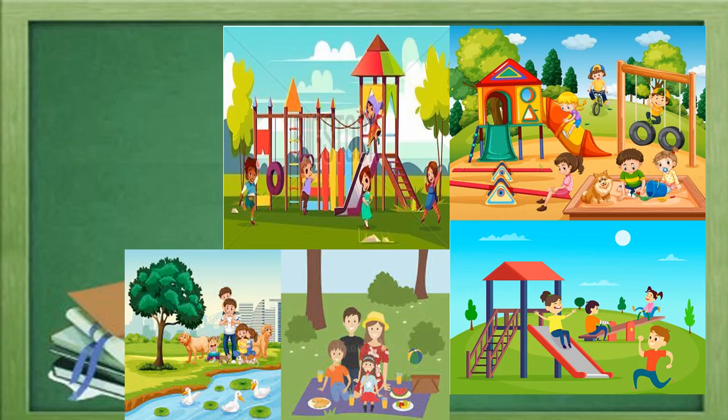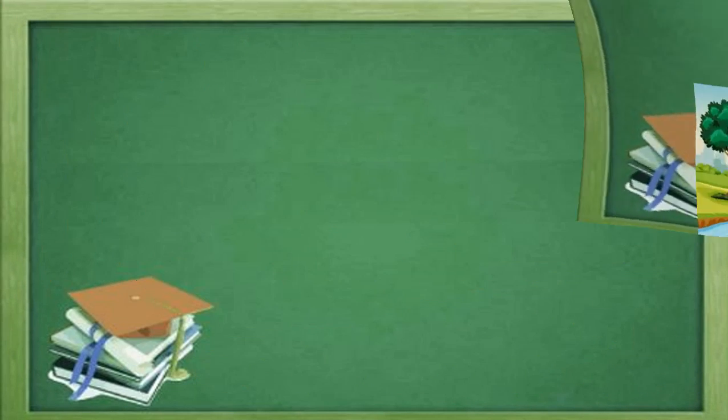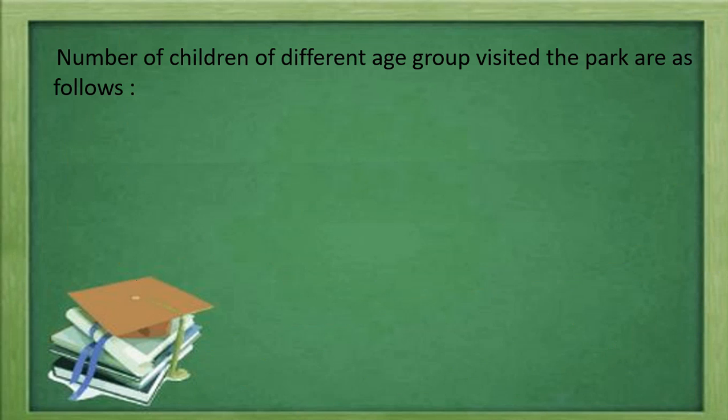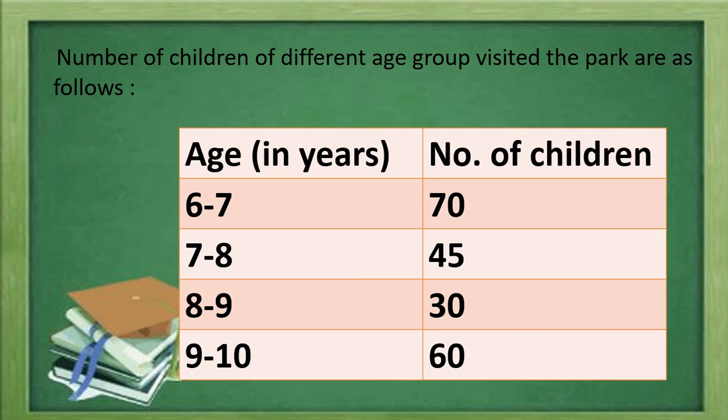On a particular Sunday, you visited a park and observed the number of children present there. If you count how many children there are of different age groups, we can consider the number of children of different age groups who visited the park as follows: 6 to 7 years, there are 70 children; 7 to 8 years, 45 children; 8 to 9 years, 30 children; and 9 to 10 years, there are 60 children.